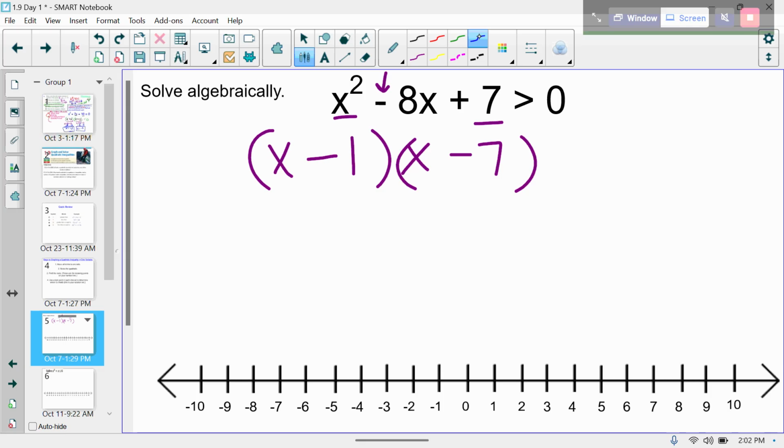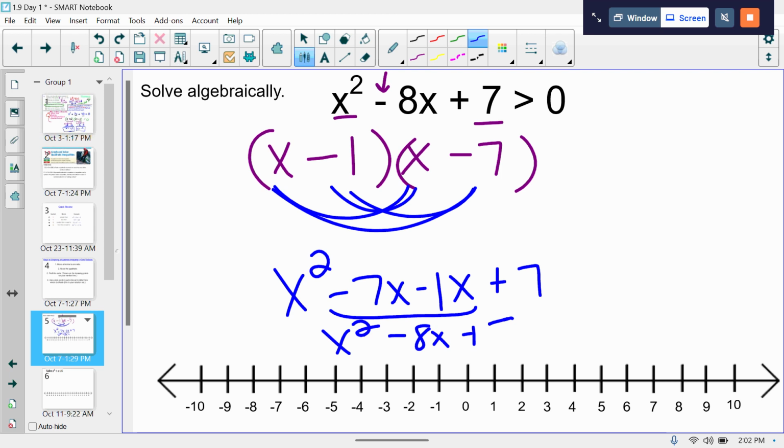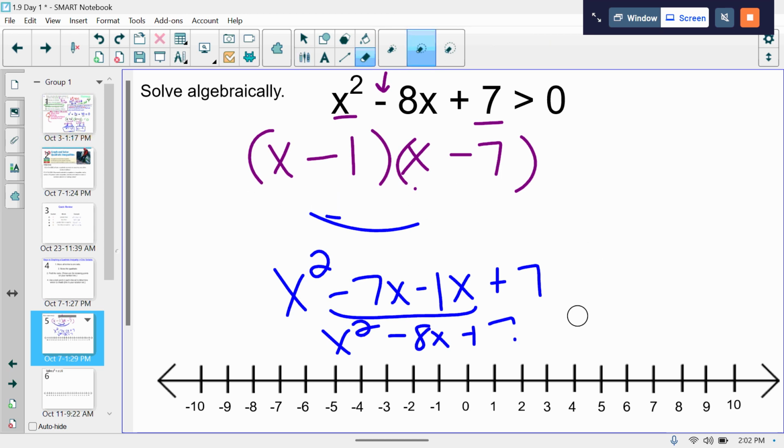Again, if you're still not confident about knowing whether that's the right answer yet, you're going to have to sit here and FOIL it out and see. X times x is x squared. Outer is -7x, inner is -1x, last is +7. And yes, this equals negative 8x. So yes, that's what we're looking for. This is the correct factorization, okay?